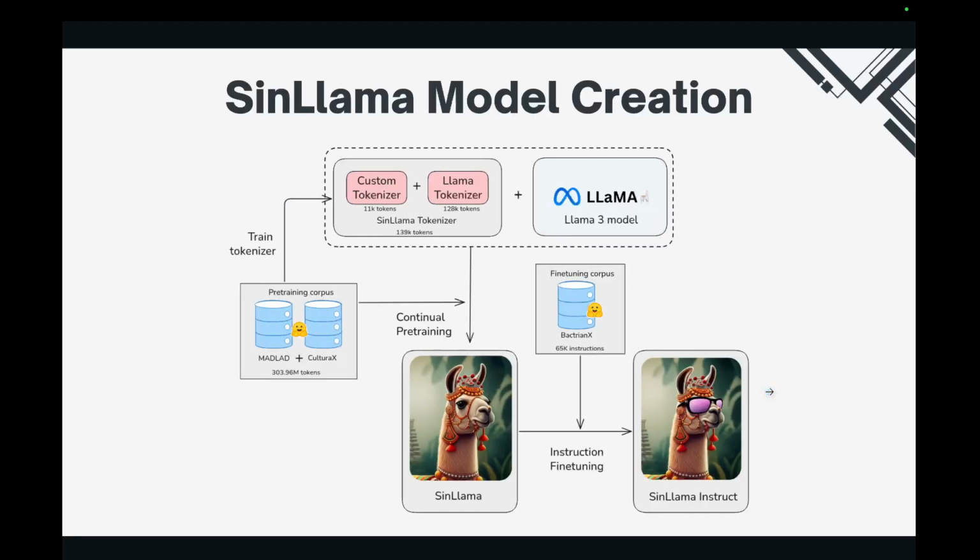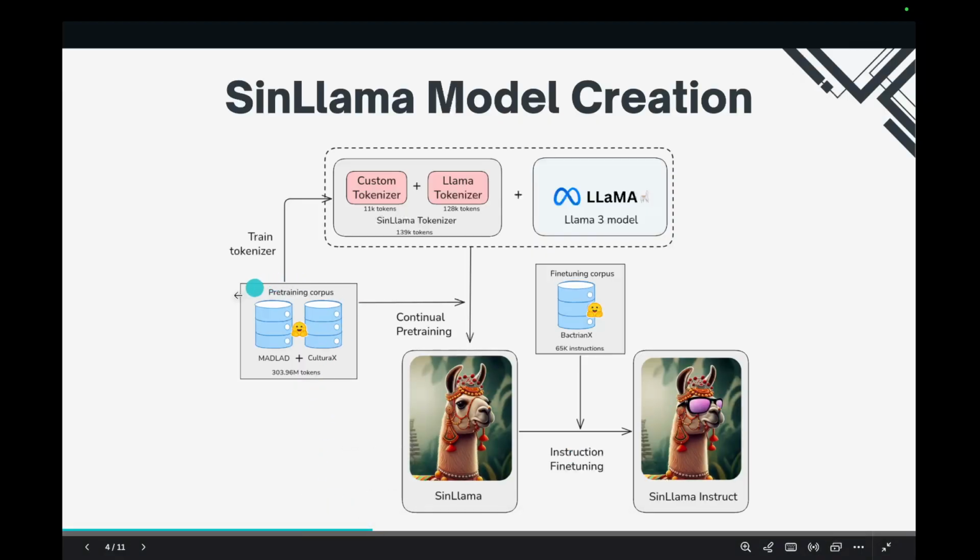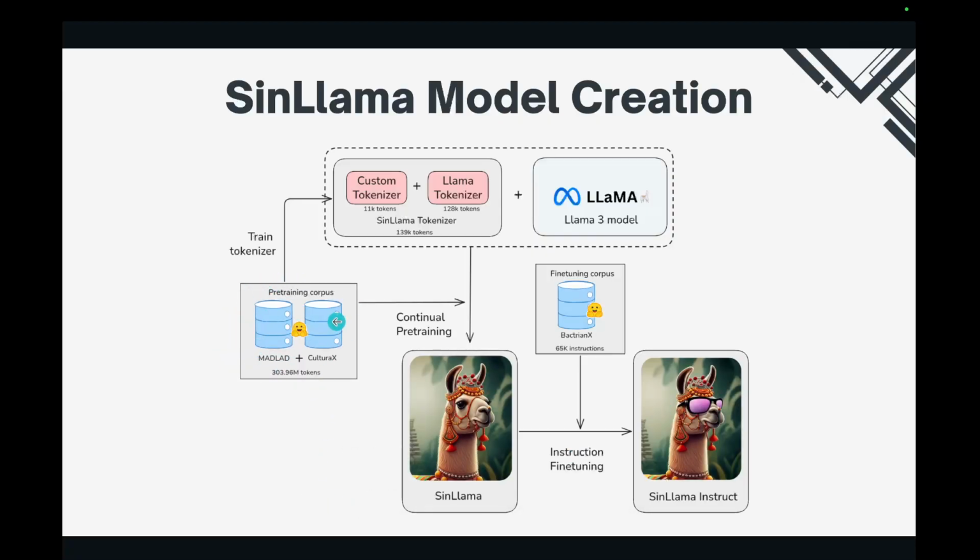To do that, we trained a model which we call SynLlama, and I'll walk you through how we did that. First of all, we did the data collection, where we used two well-known open datasets, MaLA and CulturaX. These are large corpora of various text, and we got the Sinhala split of them and combined those two datasets. Then we did data cleaning, deduplication and data validation, and we ended up with around 304 million tokens.